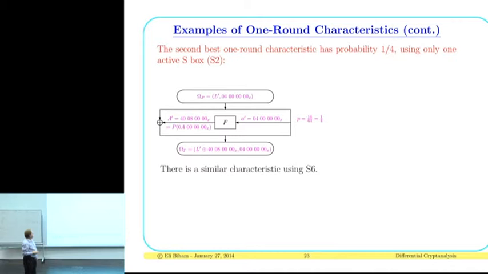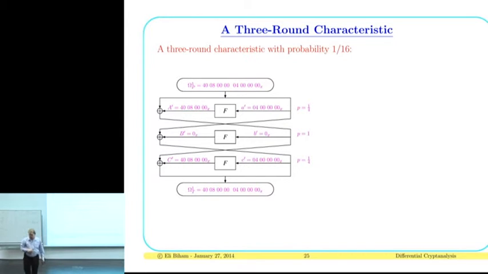I'll show you now. Here's the one that we've seen. I'll show you now a three-round characteristic. I just concatenated. So I have this one with probability a quarter here, meaning the difference here is in one bit, this four. In a quarter of the cases, the output difference will be this one.